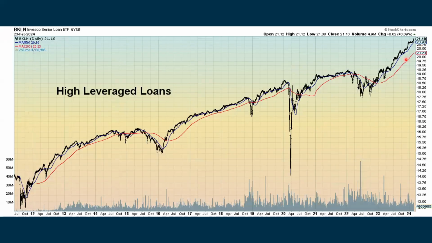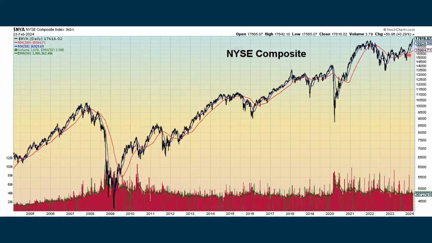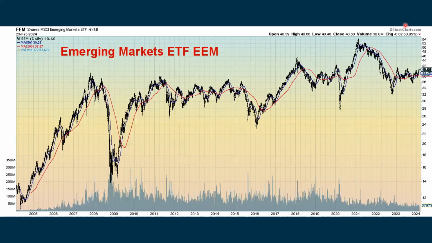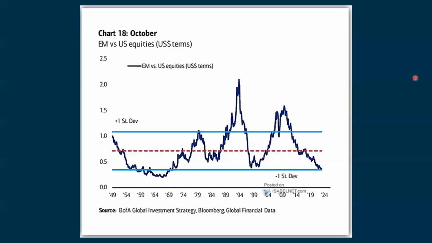High leverage loans are continuing to hold up quite well. These are very risky, and the fact that these are going up makes you think, well, maybe the economy is going to do okay after all. And here's the NYSE composite. This is one of the broad market measures that we look at. It is in an uptrend and setting new all-time highs. All stocks are also in an uptrend, at all-time highs. Emerging markets are chopping around a lot, but are still in an uptrend for right now.